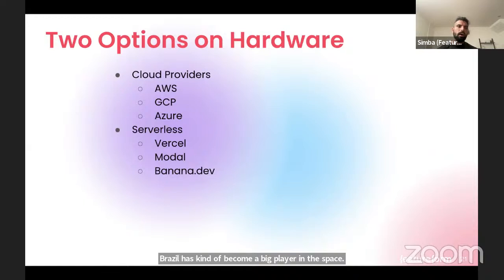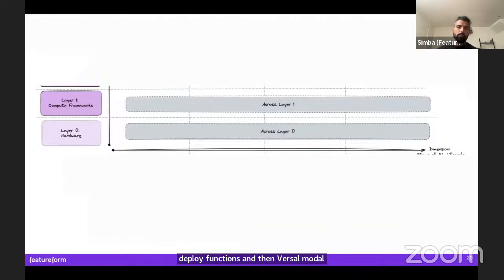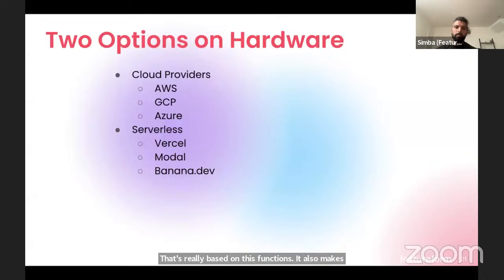Rather than working directly with hardware, like deploying a VM on EC2 on AWS, you can just deploy functions. And then Vercel, Modal, Banana, they just run those functions for you. It abstracts away the hardware, so the serverless ones combine layer 0 and 1 into one layer that's really based on just functions. It also makes things like deployment much cleaner. It's much more rare, so I'm going to focus much more on the cloud providers because that is a much more common pattern.